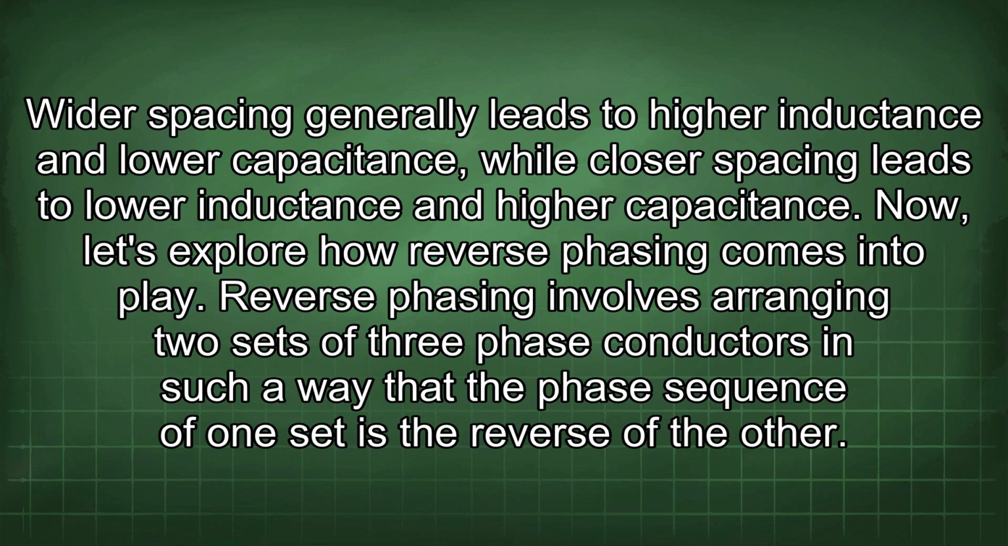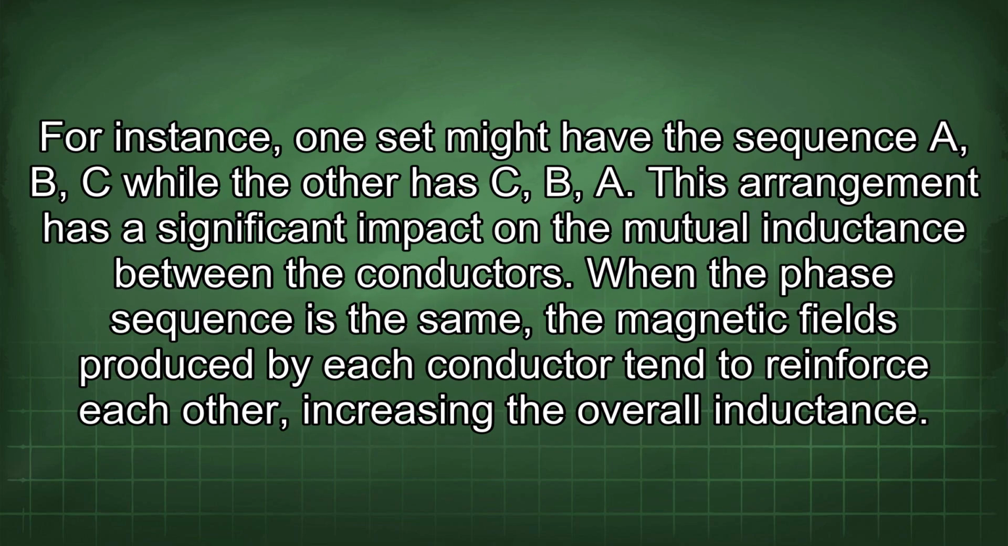Now let's explore how reverse phasing comes into play. Reverse phasing involves arranging two sets of three-phase conductors in such a way that the phase sequence of one set is the reverse of the other. For instance, one set might have the sequence A, B, C, while the other has C, B, A. This arrangement has a significant impact on the mutual inductance between the conductors.